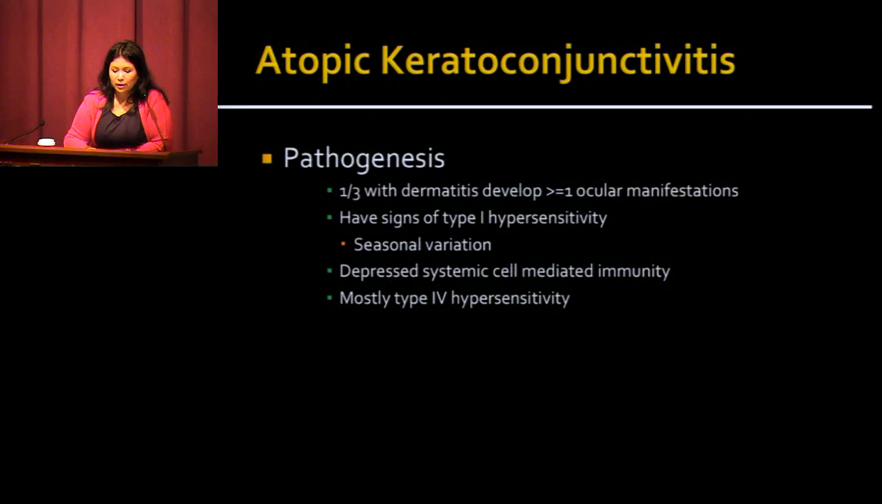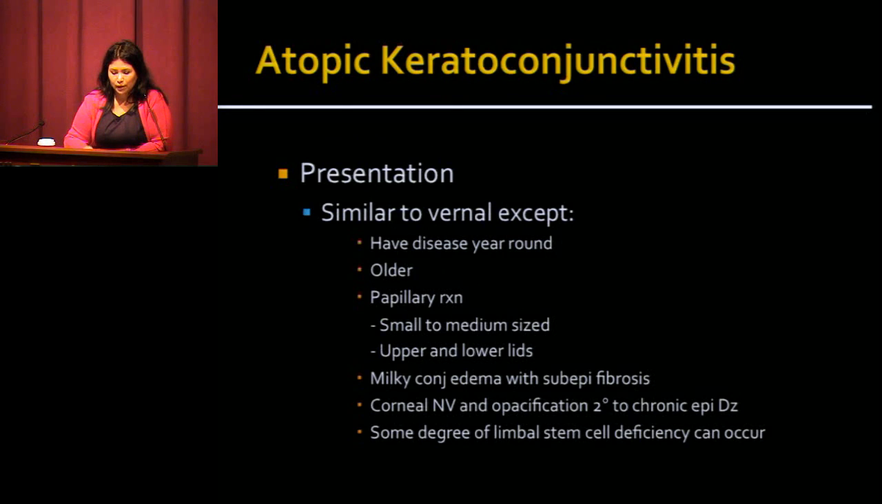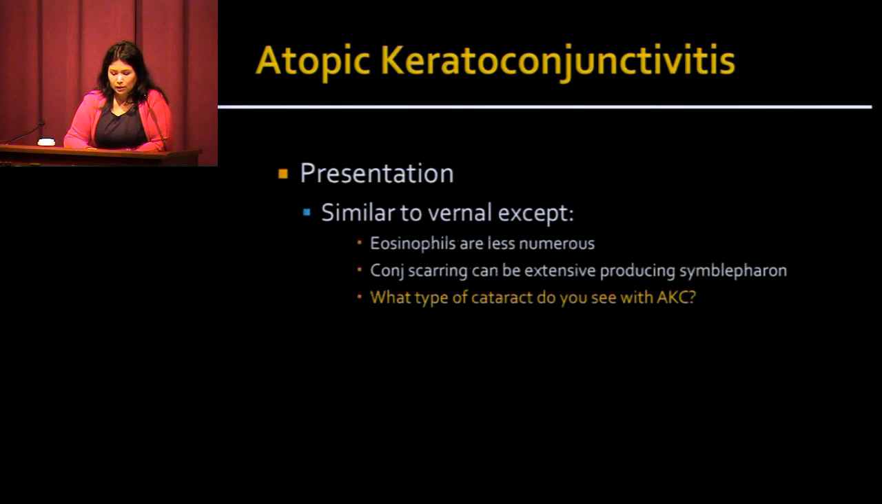One third of them have dermatitis as well, and these are all signs of type 1 hypersensitivity. There's a depressed systemic cell-mediated immunity and type 4 hypersensitivity. So again, type 1 and type 4 as in vernal. And eosinophils, though, are less numerous. You can get conjunctival scarring, like we said, and then you've already answered this. What type of cataract do you see with AKC? That would be PSC and ASC, but they're shield-shaped cataracts.